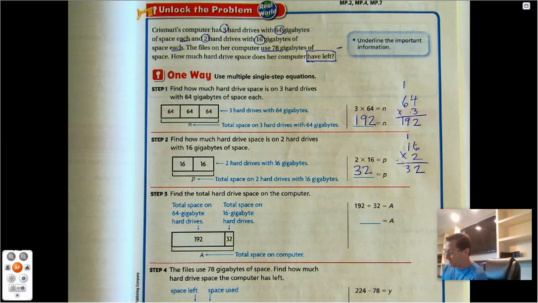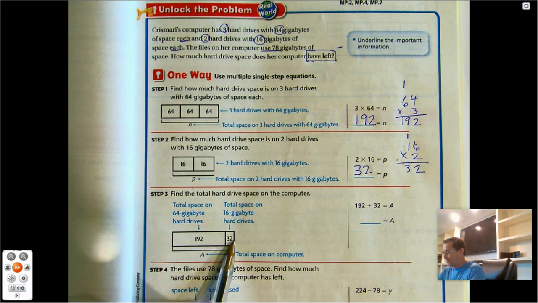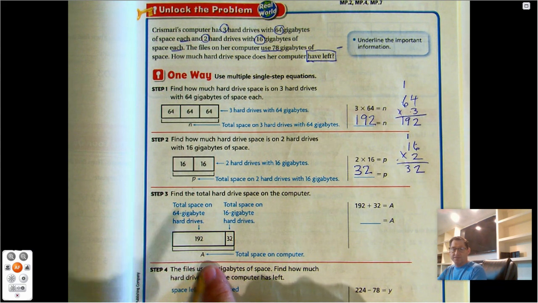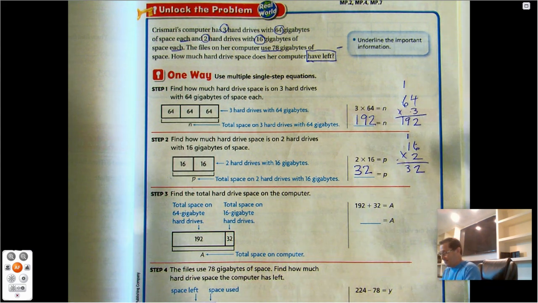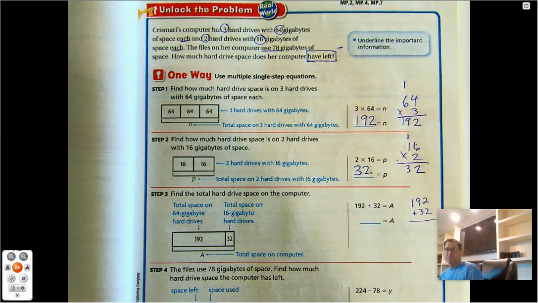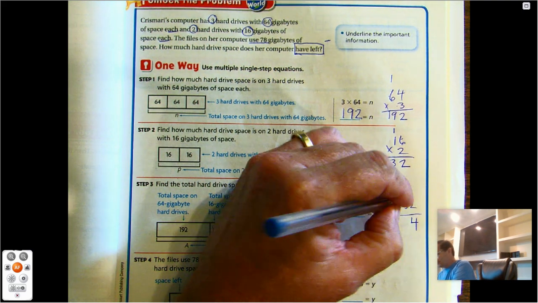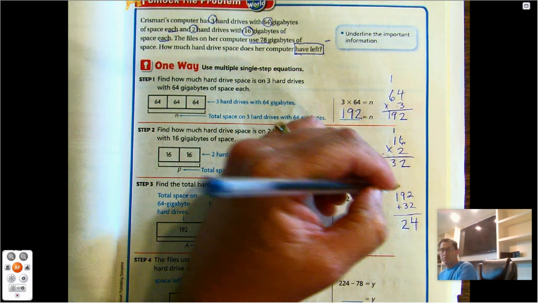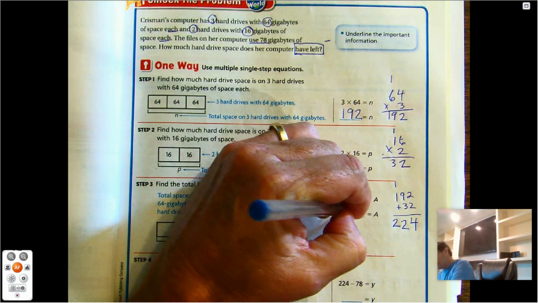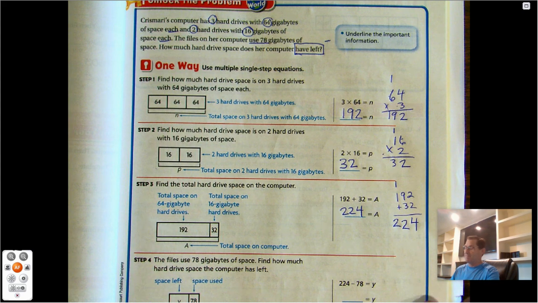Now we have to figure out how much total space we have with both types of hard drives. So in that case, we have the 192 plus the 32. 192 plus the 32 will give me the total space on the computer. And in this case, they're calling it A. So 192 plus 32. And 2 plus 2 is 4. 9 plus 3 is 12 tens. Regroup that as 1 hundred 2 tens. And we add that together, so we get 224 gigabytes of space.